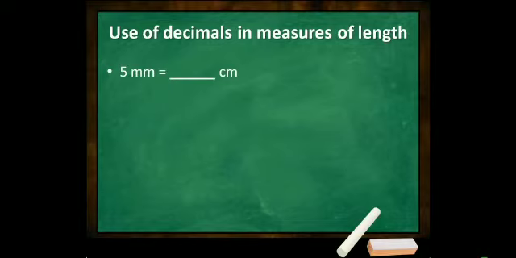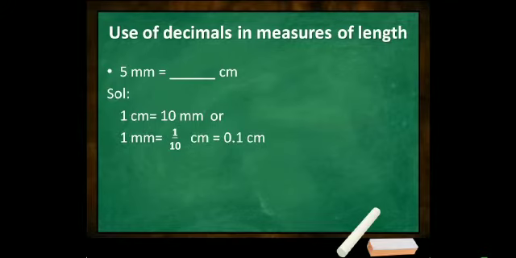Now we will use decimals to measure even length. Here we have 5 mm, and you have to convert it into centimeters. 1 centimeter is equal to 10 mm, or you can say 1 mm is equal to 1 upon 10 centimeters. When you divide 1 by 10, it becomes 0.1 centimeter.